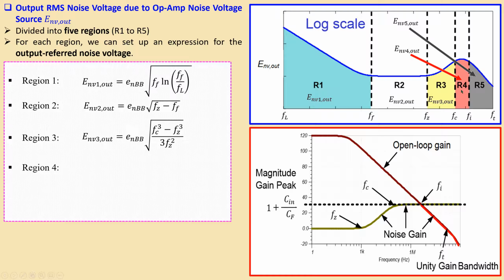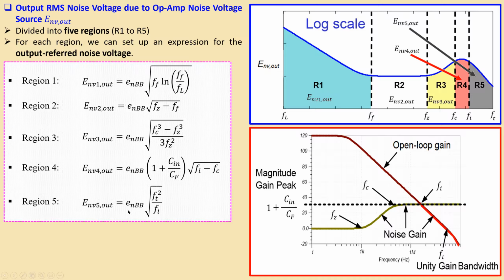Region 4, which is this pink part, is given by this expression. In that part, the noise gain of your circuit will be in place, and also the intersection frequency between the open loop gain and the noise gain, and the cutoff frequency is in here. Now the final one, region 5, is given by this expression, which has the unity gain frequency and the intersection frequency, and again the broadband noise voltage spectral density. So these are the formulas to determine the noise contribution for each part, and the frequencies we need to determine using the formulas in the frequency parameter discussion we have discussed earlier.